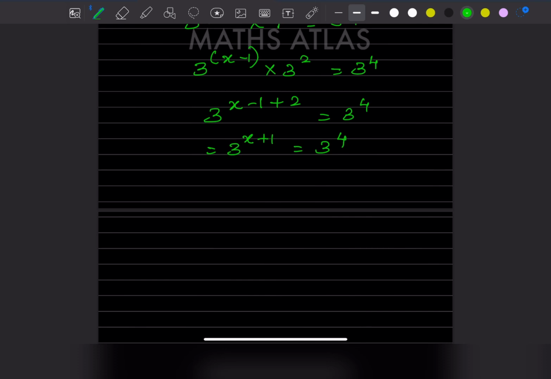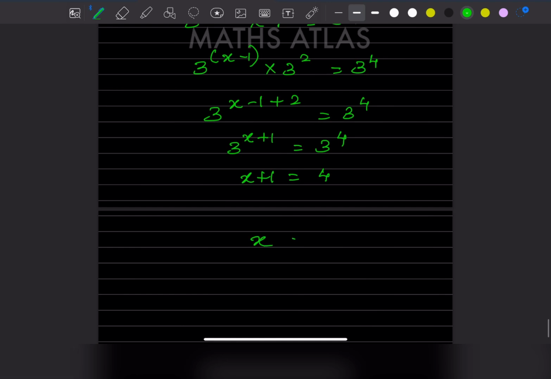Now again what you can see here, both the bases are same. So there is a rule, if the bases are same, the exponents should be same. So we will ignore the bases. We can write here x plus 1 is equal to 4. Only we'll just take the exponents. So what will be x? x will be 4, and this plus 1 goes to the other side, so that is going to be minus 1. So the value of x is 3. So this is the answer.